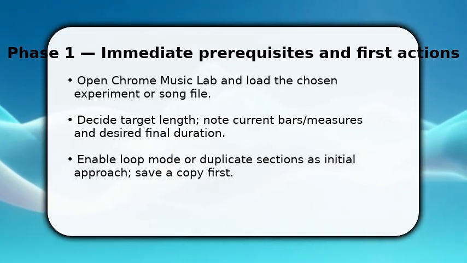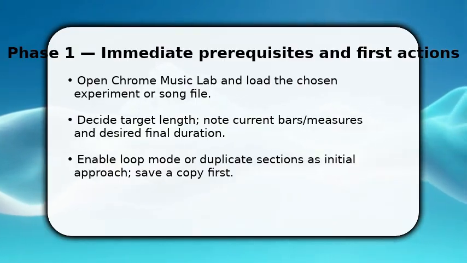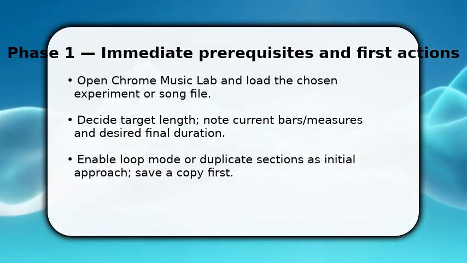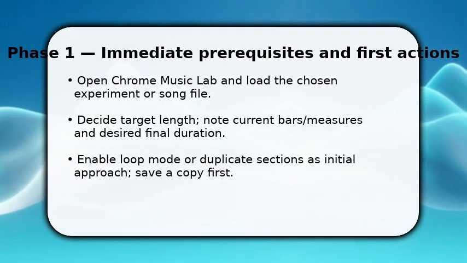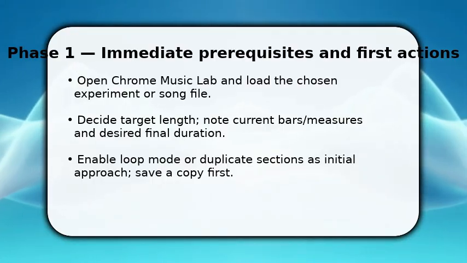Once done, enable loop mode if available, or plan to duplicate measures. Make sure to save a copy before editing. You're doing this so you can experiment safely. That backup prevents losing a version you like while you try lengthening strategies.